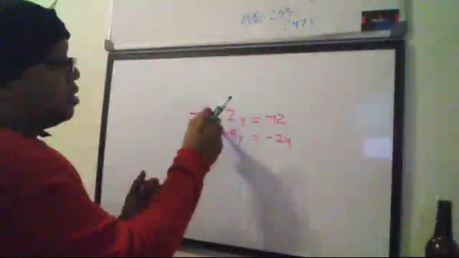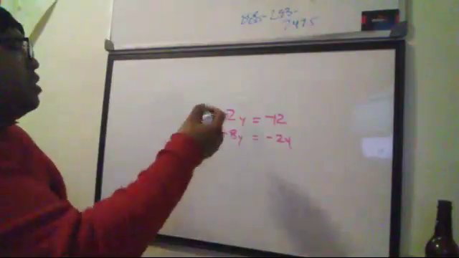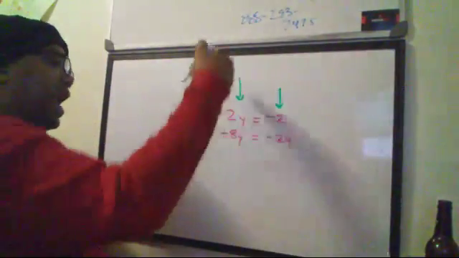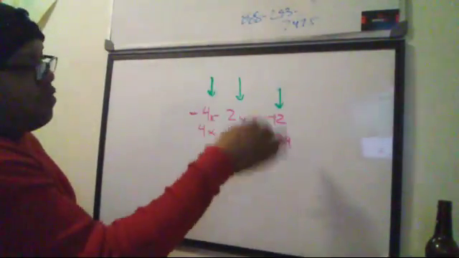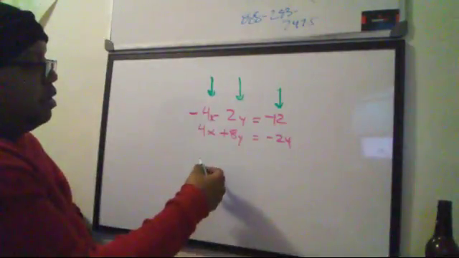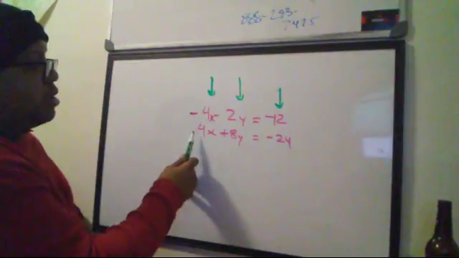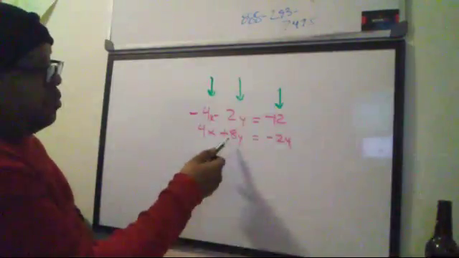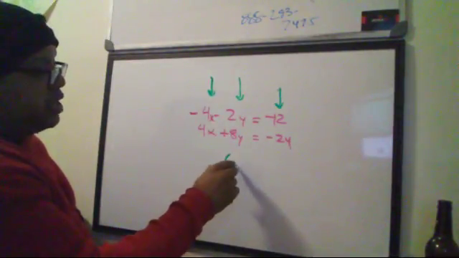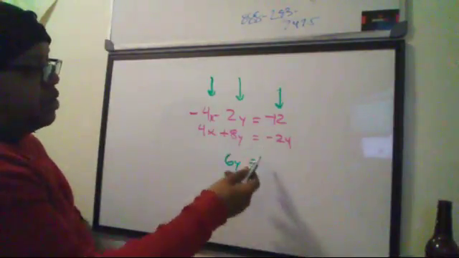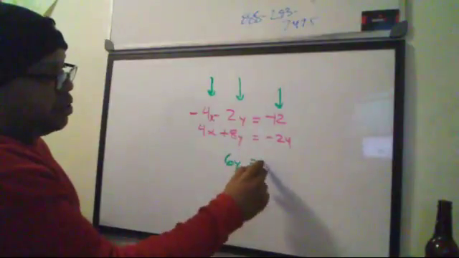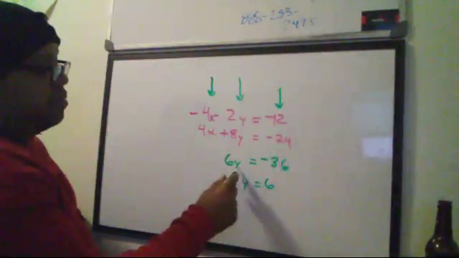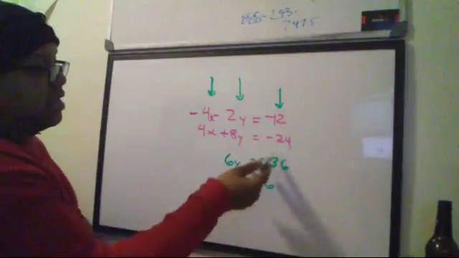Sorry about that, guys. All right, so this is already set up, and basically what I call the process, and it may not be the official process, but I call it adding downward. So you have the X row, the Y row, and the number row. Now, the X's are going to cancel out because 4X plus negative 4X is going to be 0X. So we'll deal with the 2Y and the 8Y, and we're going to come up with 6Y. Now, we add those numbers, this will be negative 36, and our Y coordinate is going to be negative 6, sorry, because that's a negative 36.